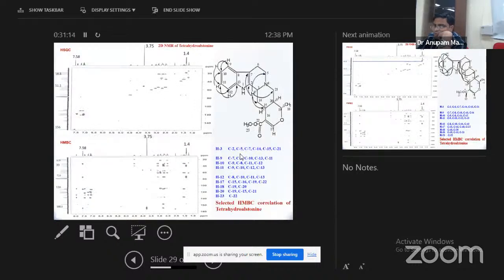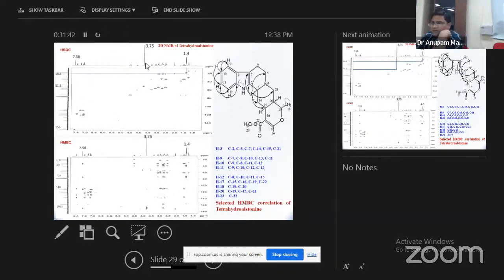And this is an example of 2D spectra. HSQC, heteronuclear single quantum correlation spectroscopy. HSQC shows which carbon is attached to which hydrogen. What is the environment of that carbon, any carbon around the carbon? So this is the 2D spectra.